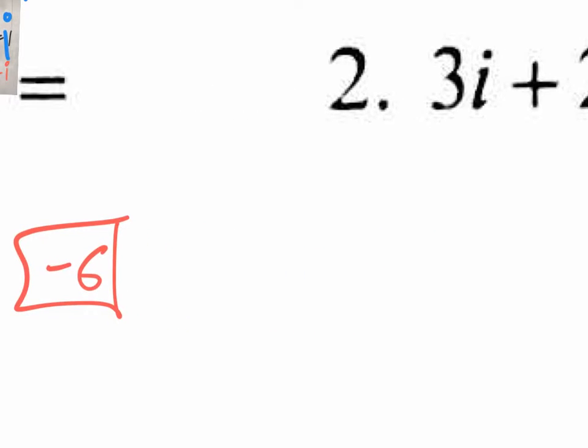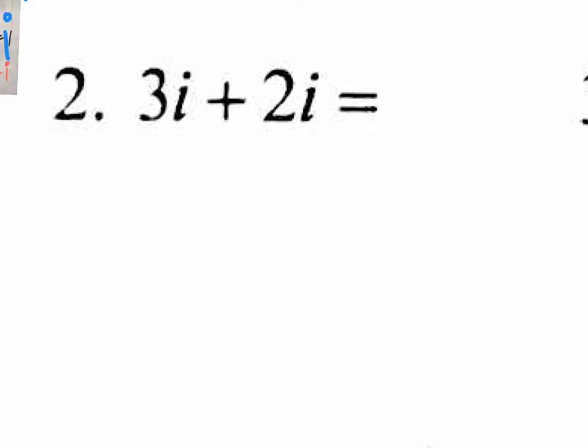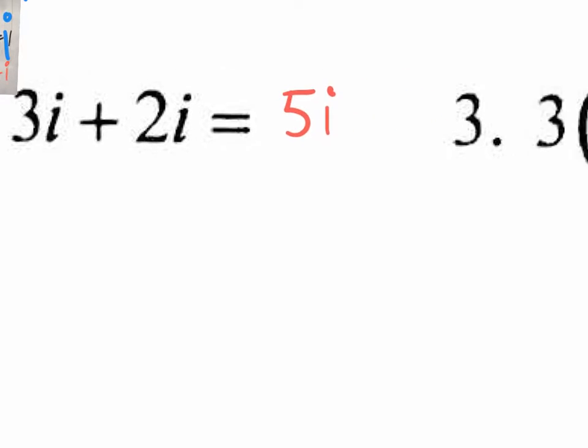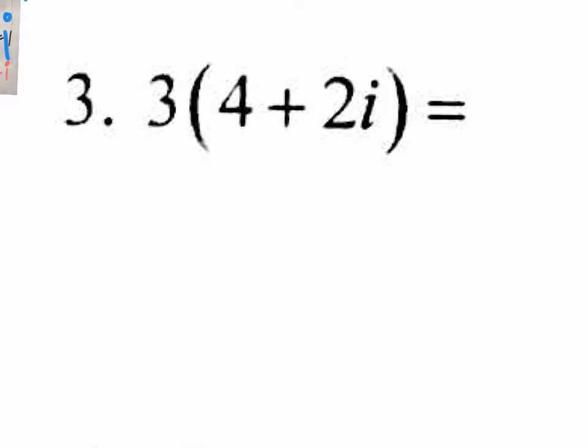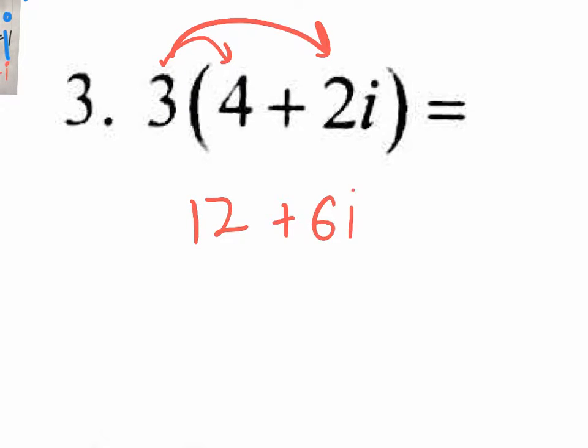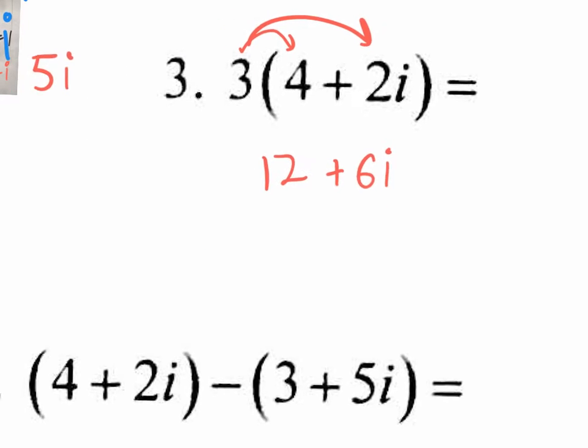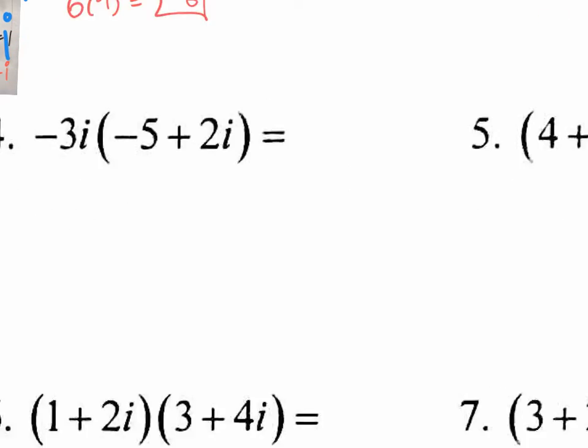Let's take a look at number 2. What's 3i plus 2i? 5i. You don't mess with exponents when you're adding or subtracting. Right here, 3 times that complex number. It has a real part and an imaginary part. So what's your answer going to be? 12 plus 6i. You just treat it like if it were a regular x, right? So that's it. But whenever you have an i squared, you got to change it to a negative 1, because i squared equals negative 1.